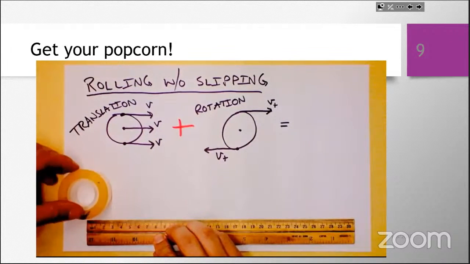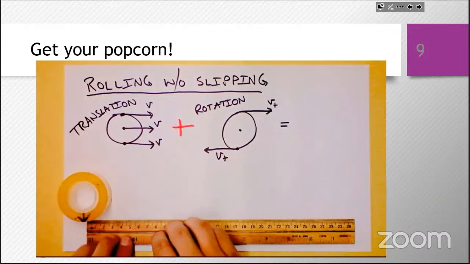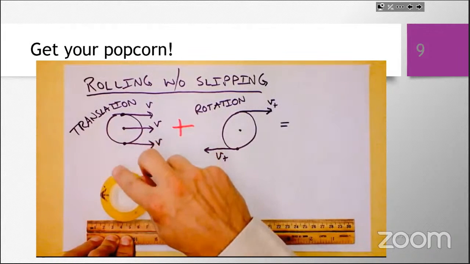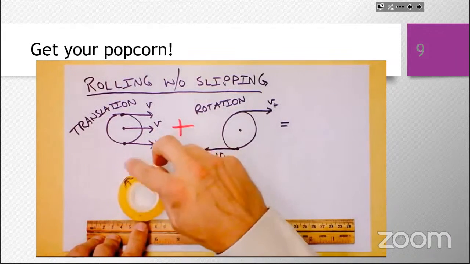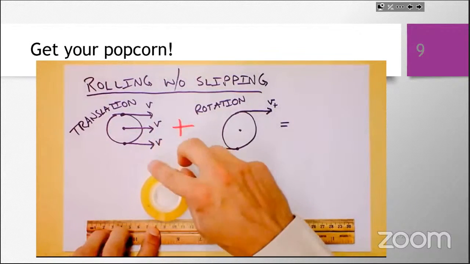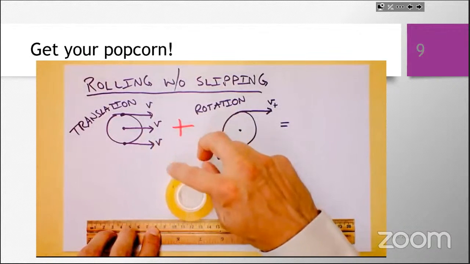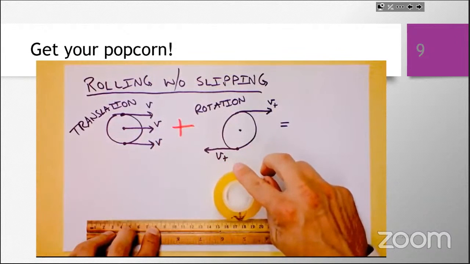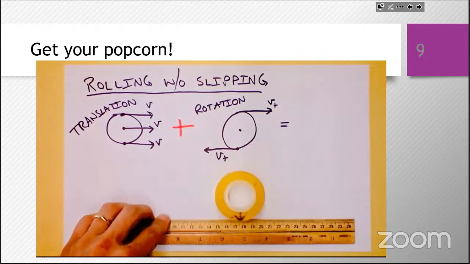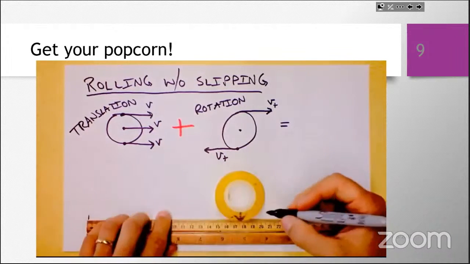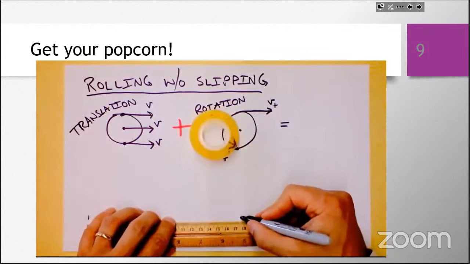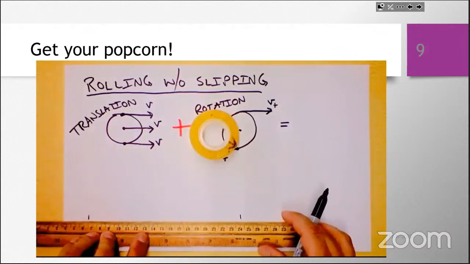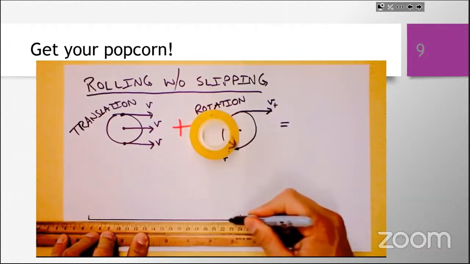Here I have the roll of tape, and I'm going to start it at zero, and I would like to roll it without slipping. Notice that the bottom is stuck to the ruler. I'm going to translate it all the way around. If I draw a little tick mark here and a little tick mark right there, can you tell me how far the wheel has gone?